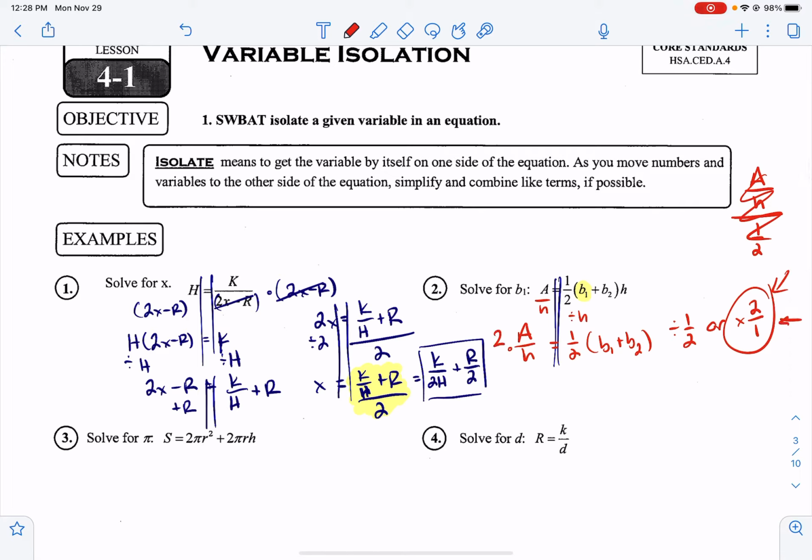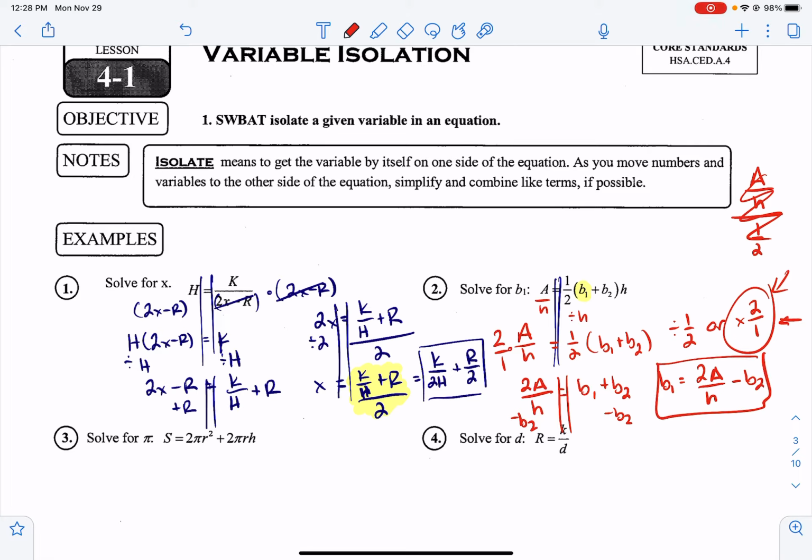So I'm going to multiply by 2 over 1 on both sides. So A gets multiplied by 2, h gets multiplied by 1, and I'm just left with b1 plus b2 on the right-hand side. And now to get rid of the b2, I just minus b2. So b sub 1 is equal to 2 big A divided by h minus b sub 2.